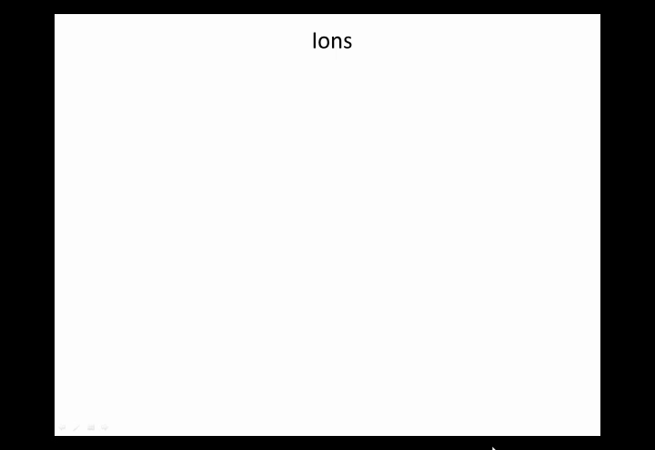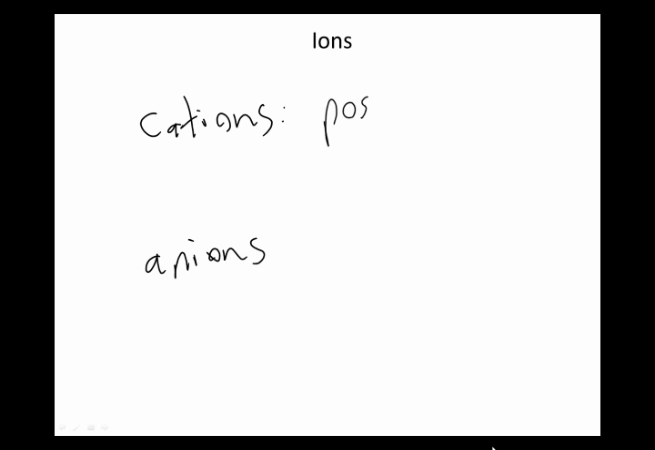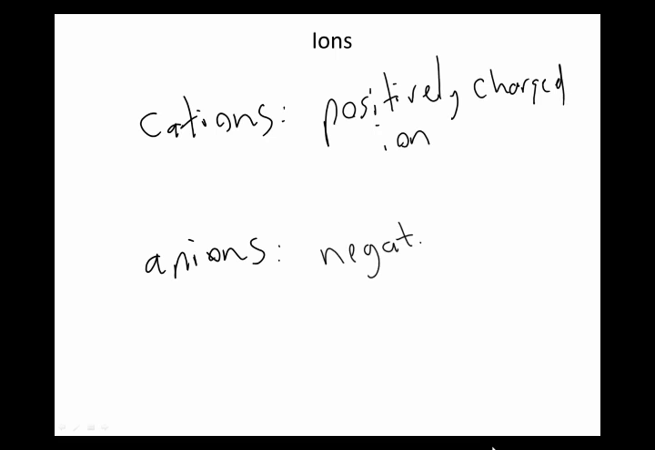Later we'll see things like SO4 2-. This is not a molecule, this is an ion. Anything that has a charge is an ion. And in fact, there's 2 kinds of ions: cations and anions. Cation just means positively charged ion. An anion is a negatively charged ion.